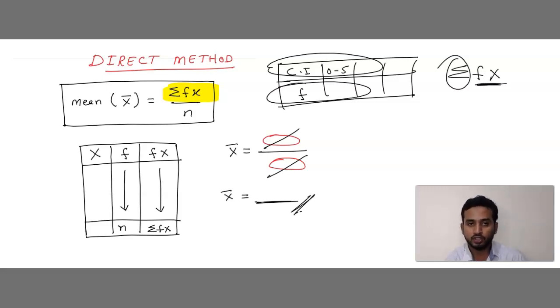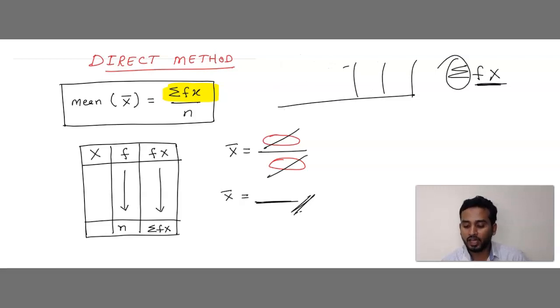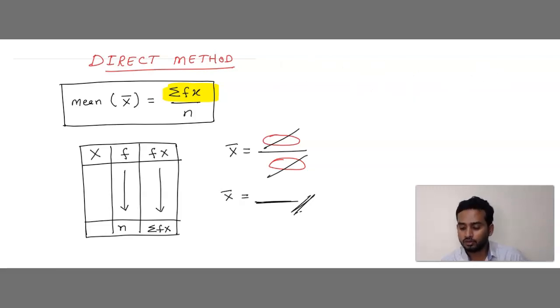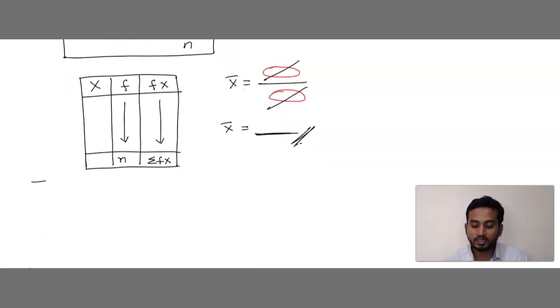So this is the procedure by which we solve the direct method. Any doubts? Did you understand how to solve the direct method? Very good. First write the formula sigma fx. First you write x, then you write f. After that, multiply fx, add all fx, substitute sigma fx, add all f, that is n, cancel, you will get x bar. So this is known as the direct method.